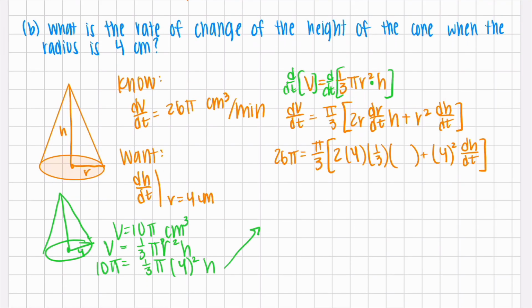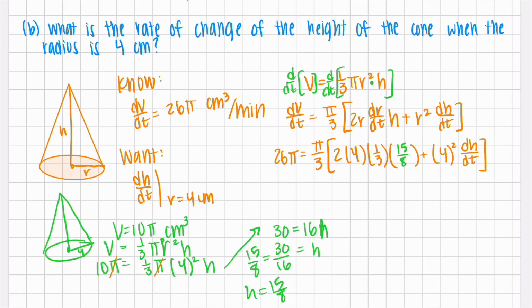I'm going to do that right here. I can divide by pi on both sides. I'm going to multiply by 3. So 30 equals 4 squared is 16h. Divide by 16 on both sides, and we have 30 over 16, which simplifies to 15 over 8. So h is 15 over 8 when the radius is 4 and the volume is 10 pi. So I'm going to put 15 over 8 in my problem.